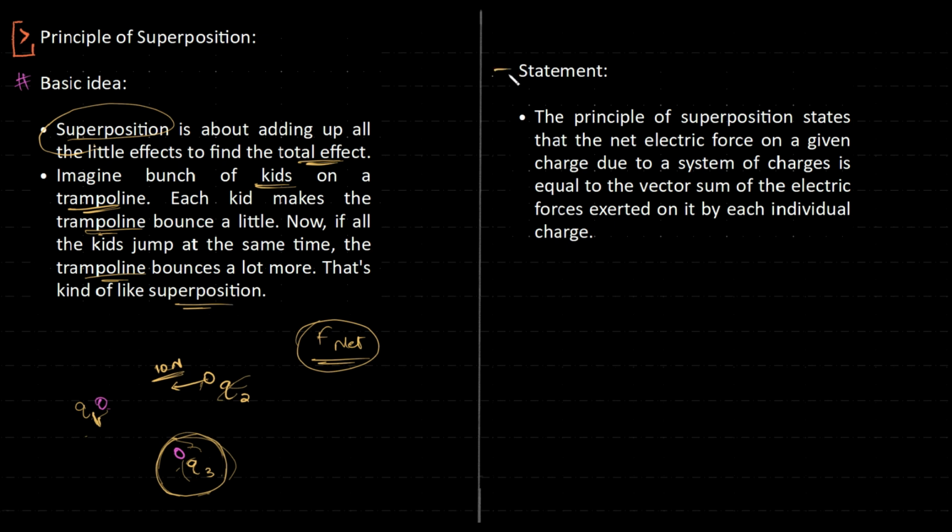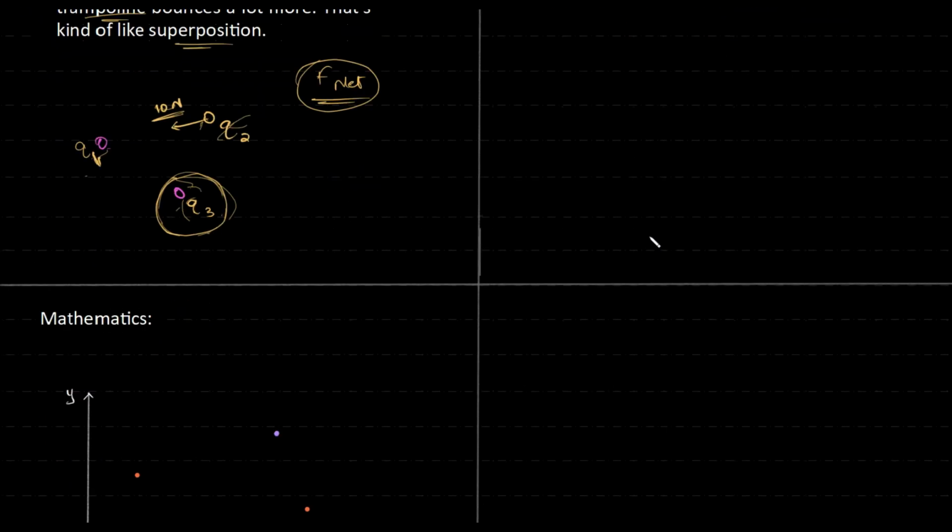That's what the superposition theorem talks about, right? You have seen all of this already. This is the official statement. The principle of superposition states that the net electrical force on a given charge due to a system of charges is equal to, keyword over here, the vector sum of the electrical forces exerted on it by the individual charges. Okay, we're looking at the vector sum.